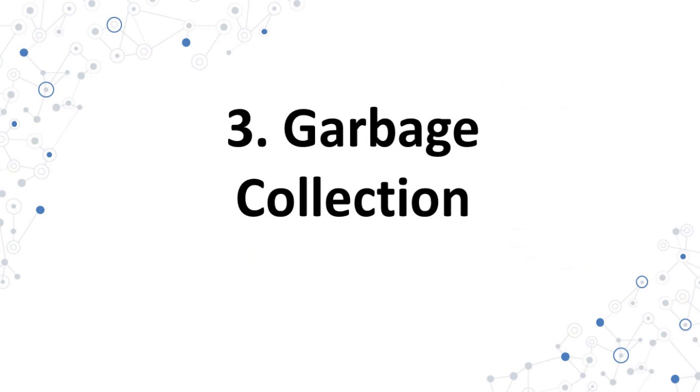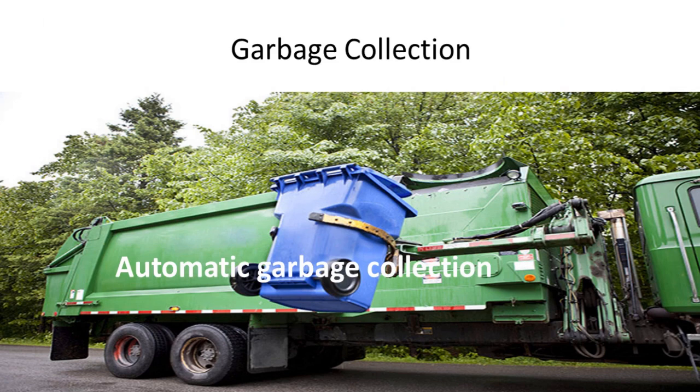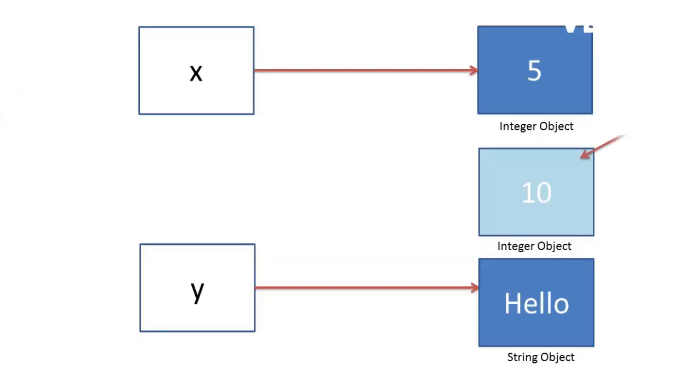The next fascinating concept is garbage collection. Python has automatic garbage collection, that is, unused memory occupied by objects that are no longer referenced will be reclaimed by Python. In the previous example, the integer object is unused, that is, not referenced by any other variable, and this object is garbage which will be removed to reclaim the memory occupied by it. And this allotted memory can be used for something else.